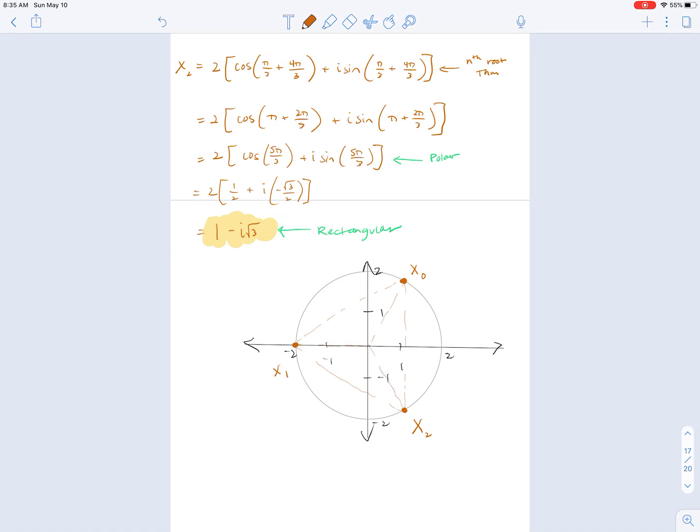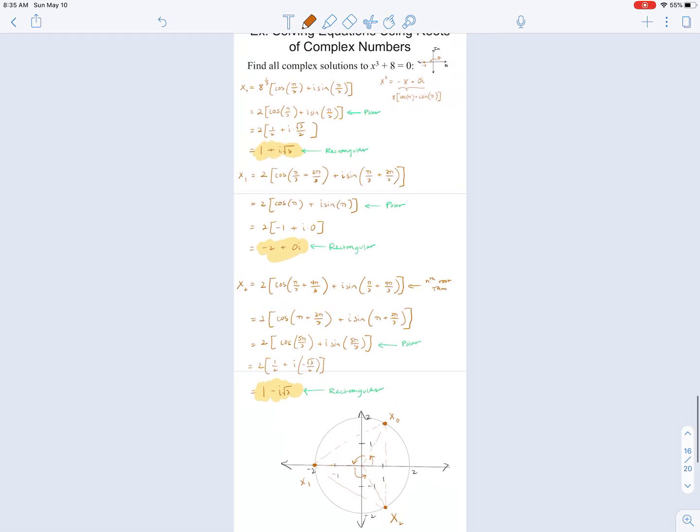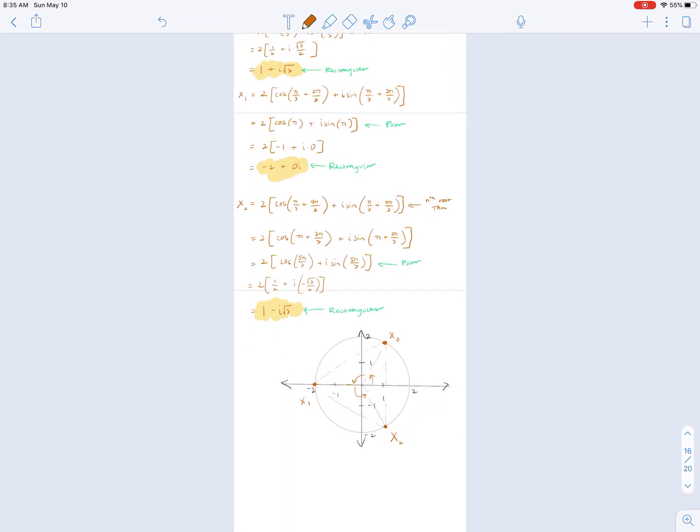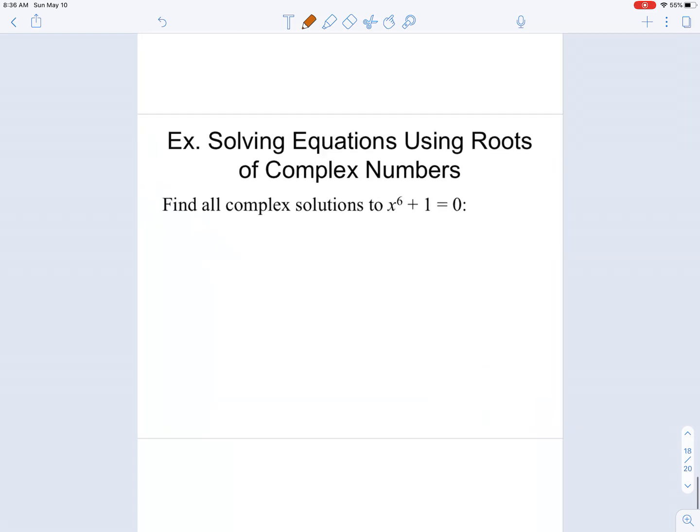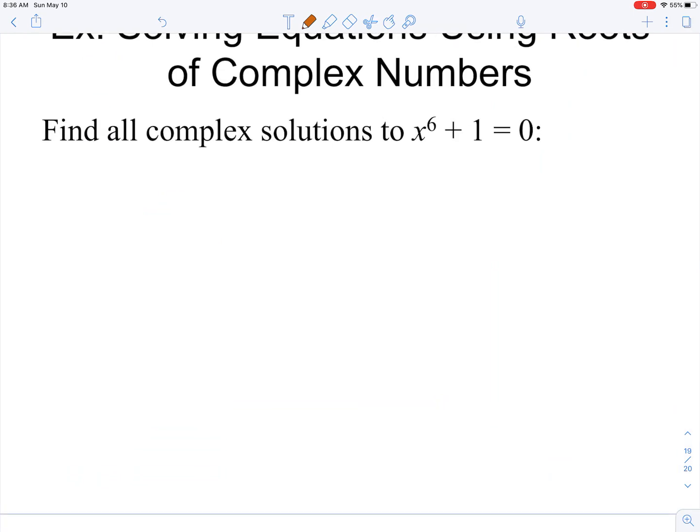So there's an angle of 2 pi over 3 between each of those solutions. Right, because this angle would be 2 pi over 3, then this angle would be 2 pi over 3, and this angle would be 2 pi over 3. Sorry, I said that wrong. This angle would be 2 pi over 3, 2 pi over 3, and 2 pi over 3.